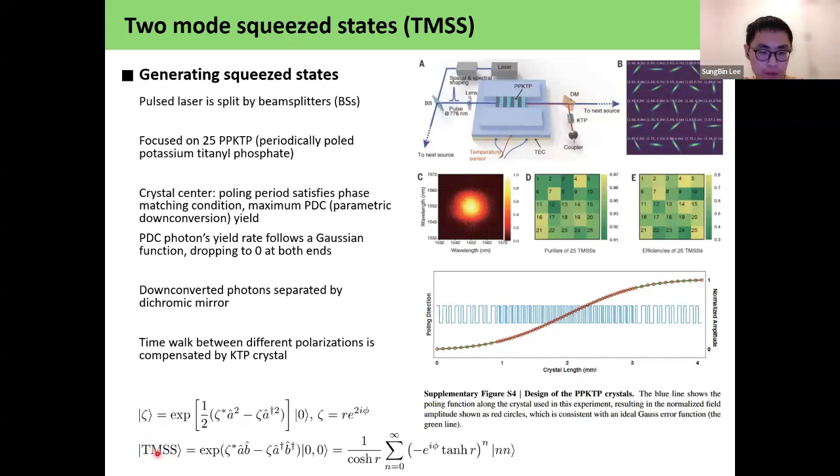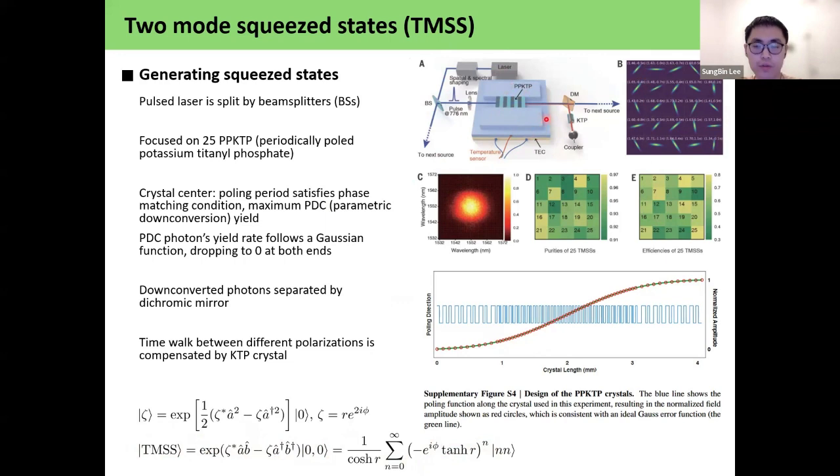So this TMSS state is given as this expression. It has exponential phase differences for the given input state 0, 0, and is represented by this r and phi. So all these parameters represent the r and phi of a squeezed state. So they have a total of 25 two-mode squeezed states.